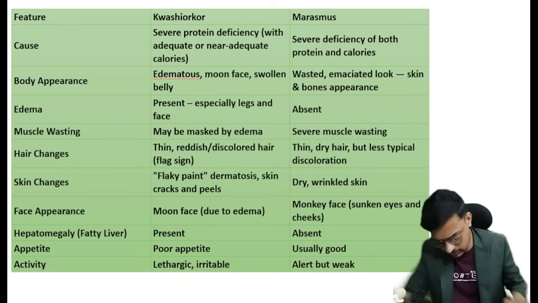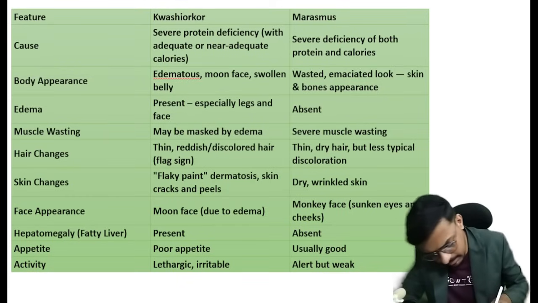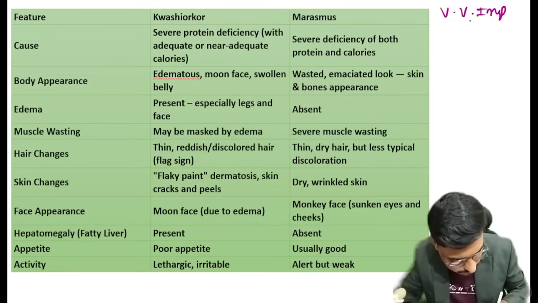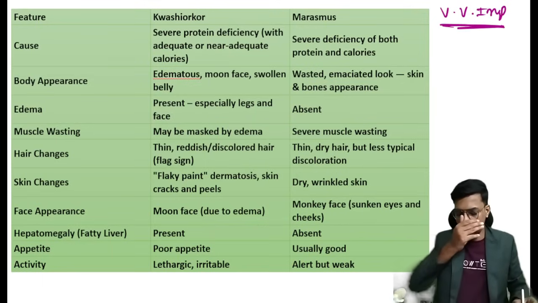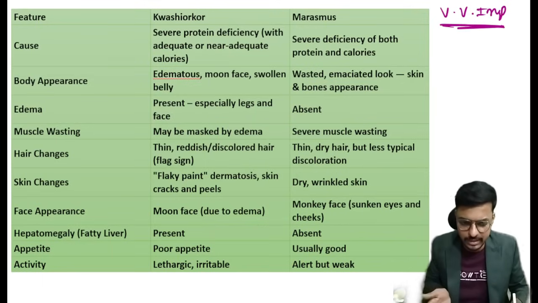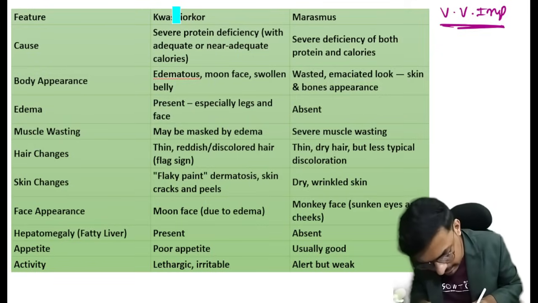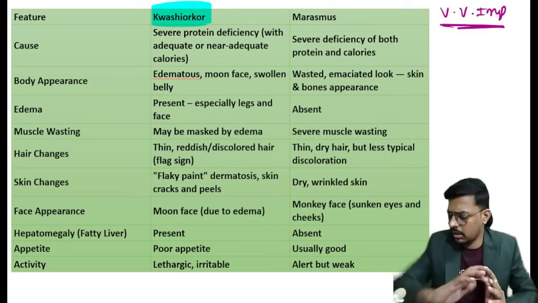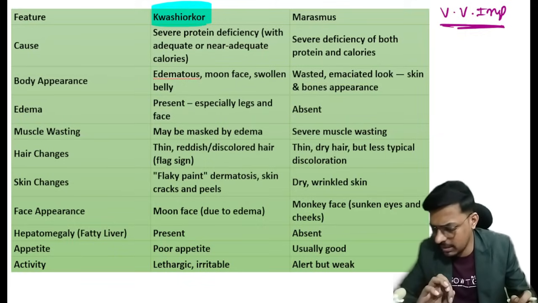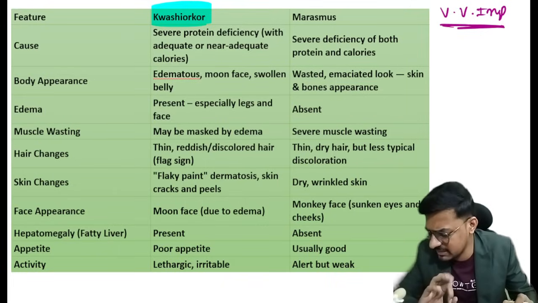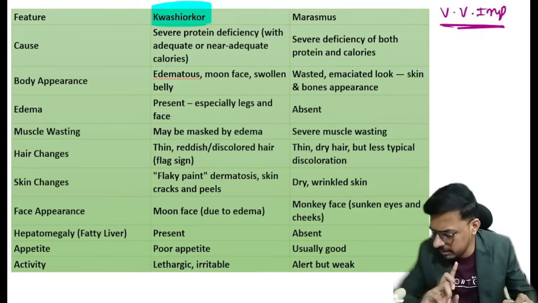So let us discuss all the very important points. This is the table which is very important for you all. Let's quickly revise kwashiorkor and marasmus, which is very important for your exam. In kwashiorkor, which one is deficient, protein or carbohydrate? If protein, write P. If carbohydrate, write C.